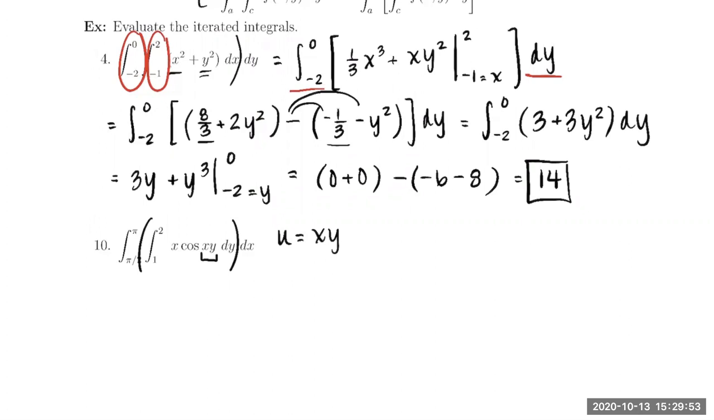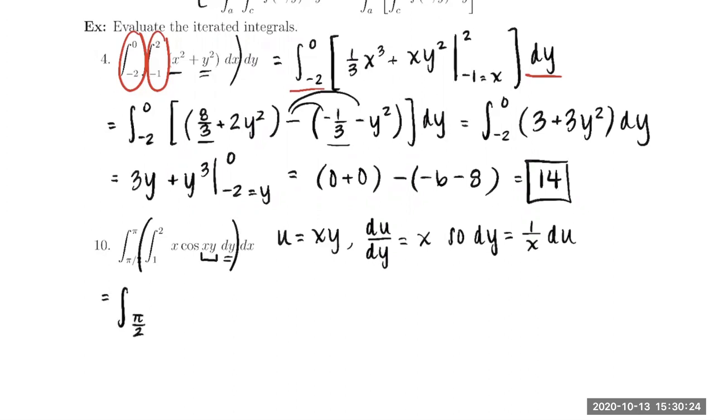So now what I want to find is, I would like to find dy, all right? That's my goal. So let's start by finding du dy. So I want to take the derivative of u with respect to y, which is x. So in other words, we say that dy is 1 over x du. So let's go ahead and plug that in.